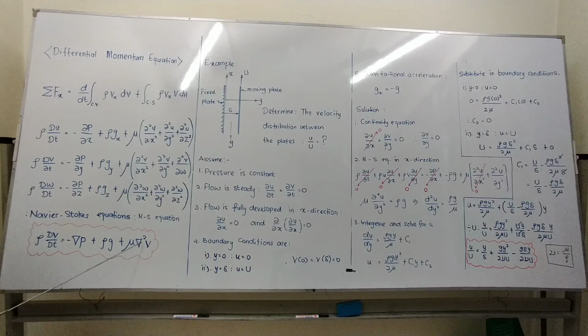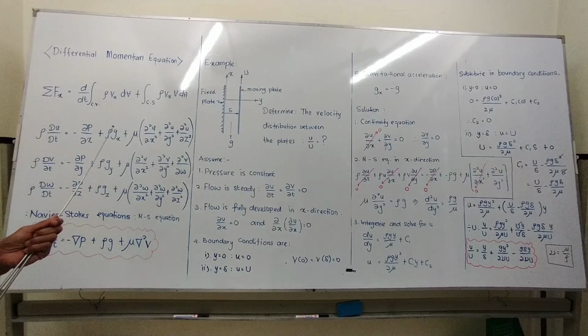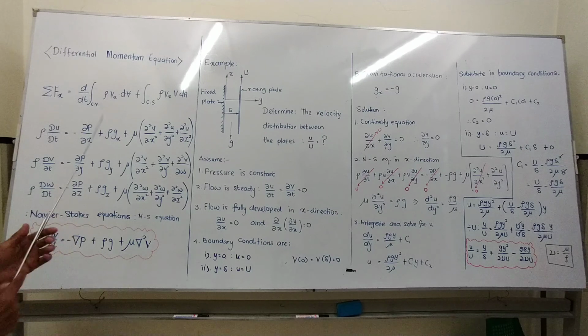This we call the del operator. The del operator represents, for example, del squared over del x squared plus del squared over del y squared plus del squared over del z squared. Then we see one example for the Navier-Stokes equation or momentum equation.